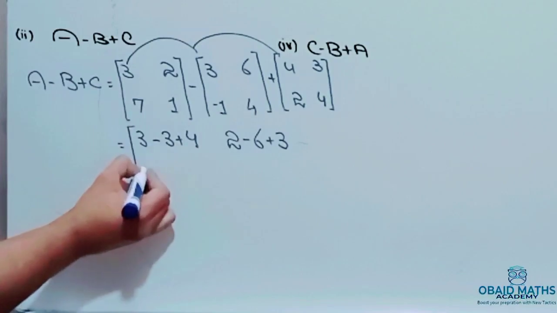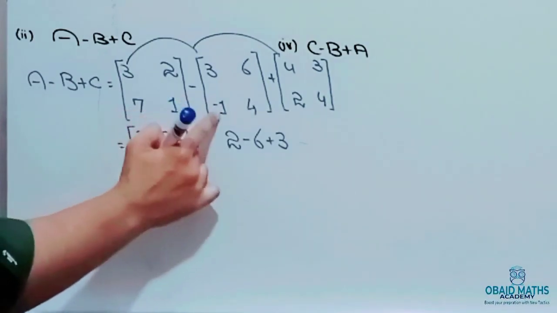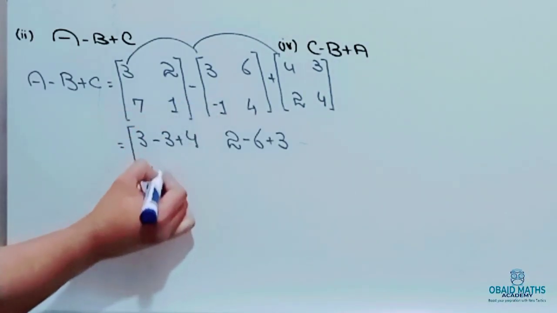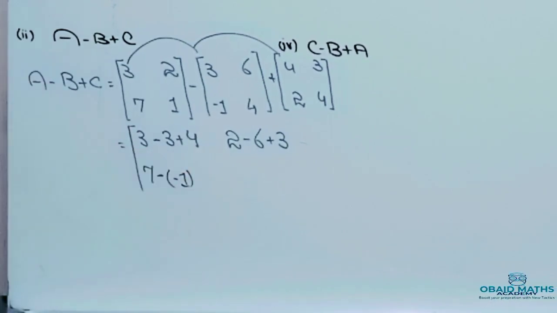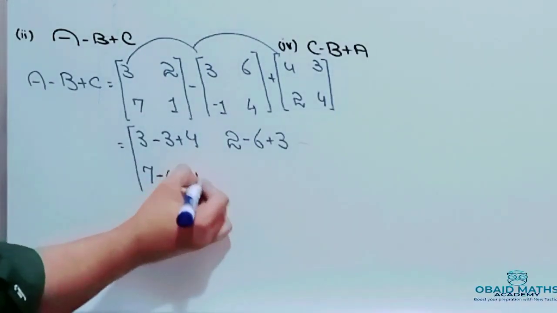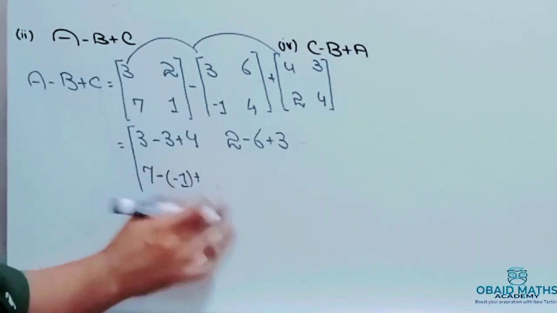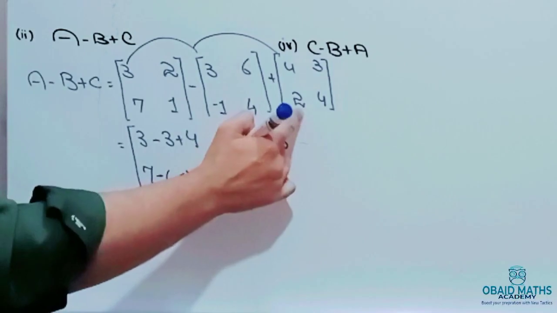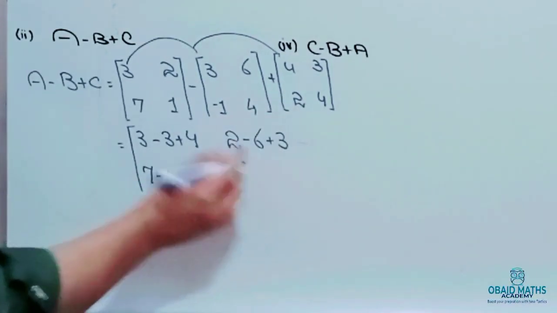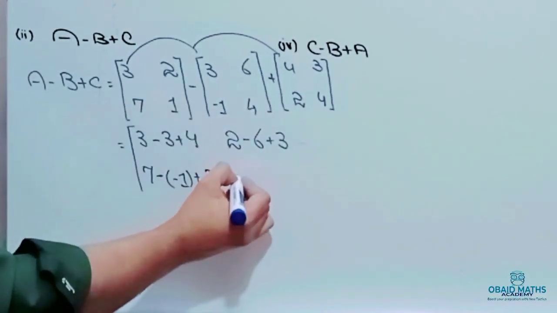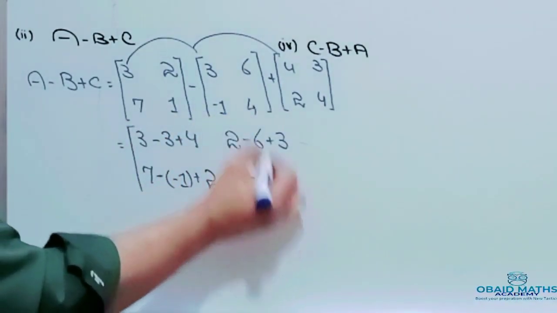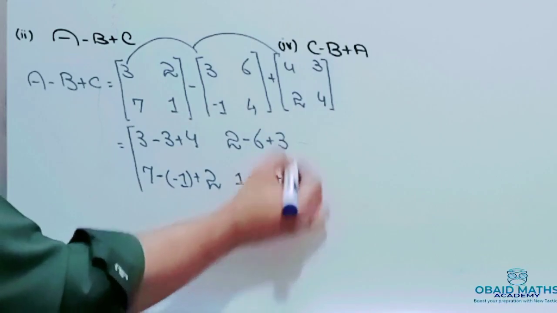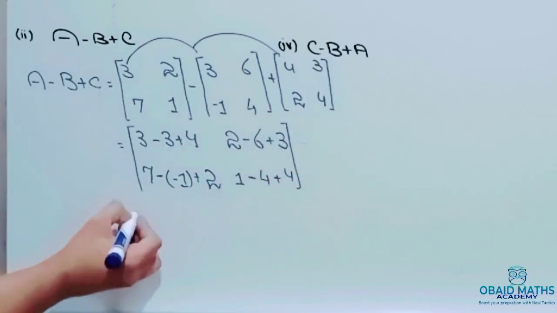Next, 7. We have two minuses here, so I will use the bracket form, and same, plus 2, the third number of that. Now the last one, 1 minus 4 and plus 4, and the matrix close.